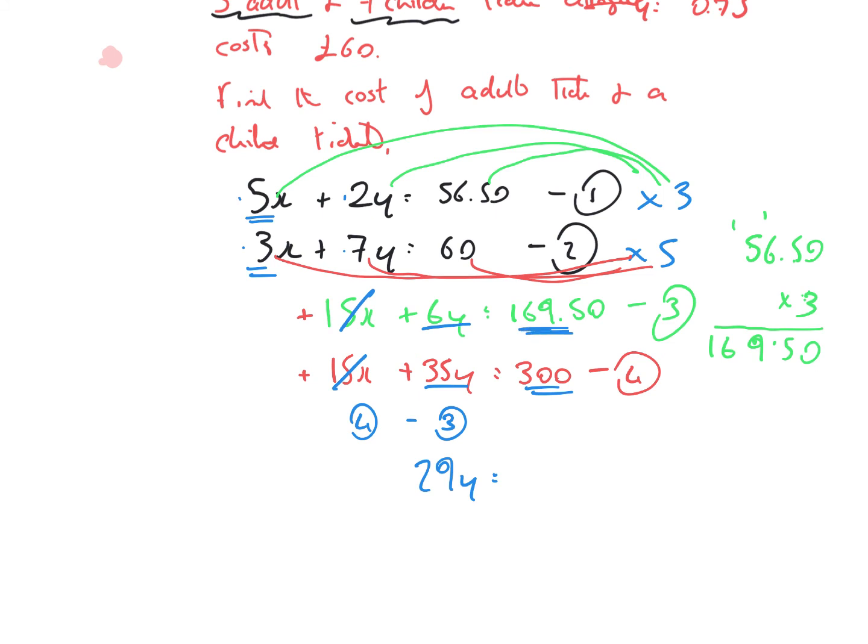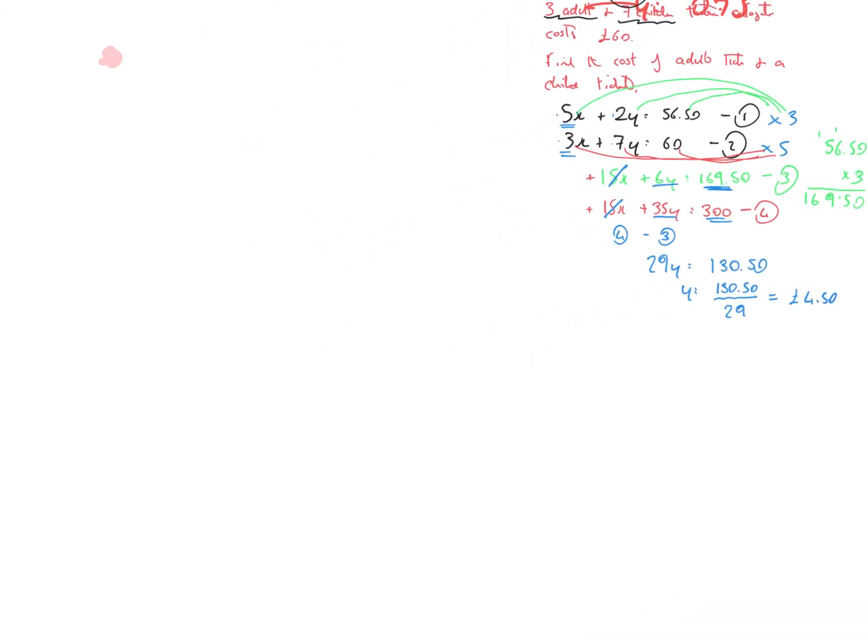If I count £169.50 up to 200, that would be £30.50, and then another 100 to bring up to 300, that would be £130.50. It's then £130.50 divided by 29, and at that point I would say that's definitely a calculator part, so let's pick up the calculator for that. That will give me £4.50. So Y, remember, is the child tickets, that means one child ticket is £4.50.